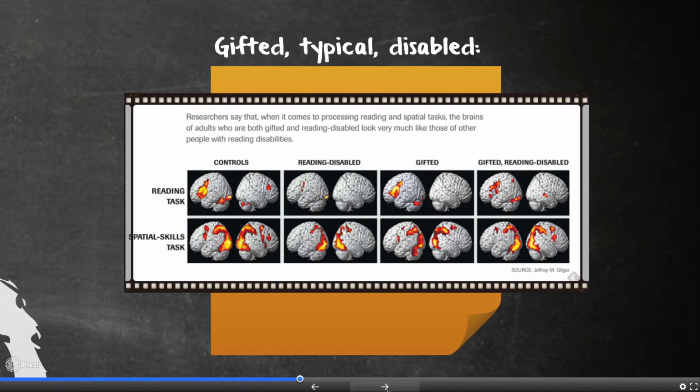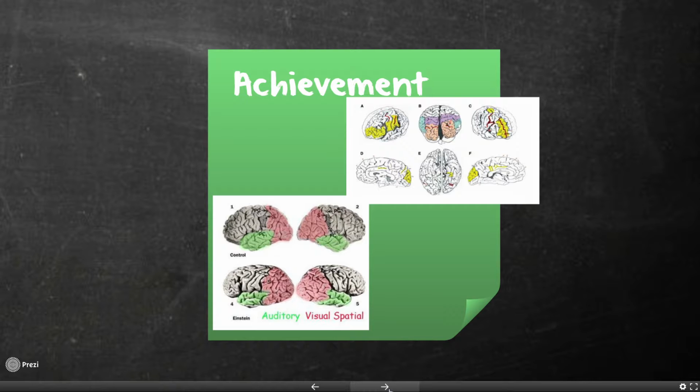So current research has several perspectives, but generally speaking, research does agree that there are more advanced developments in the gifted brain, including the increased activity levels.